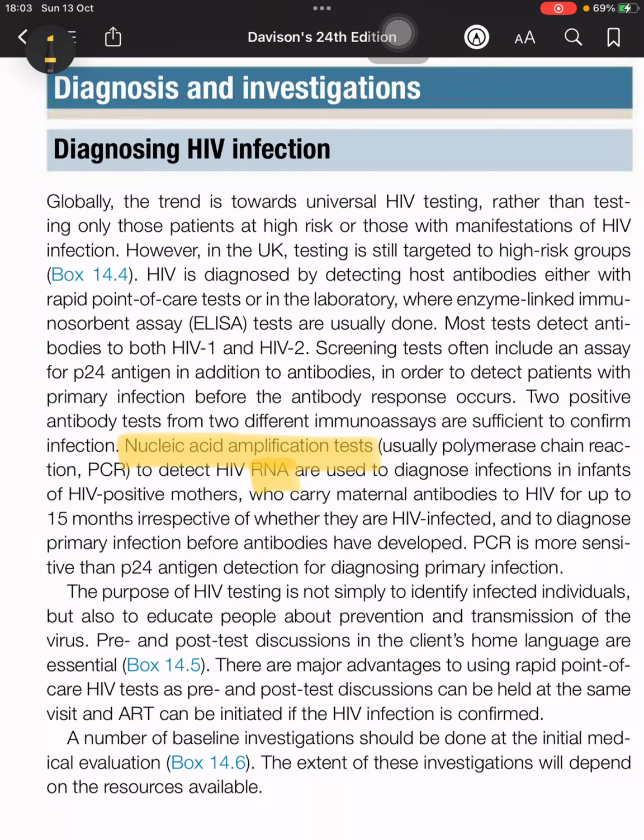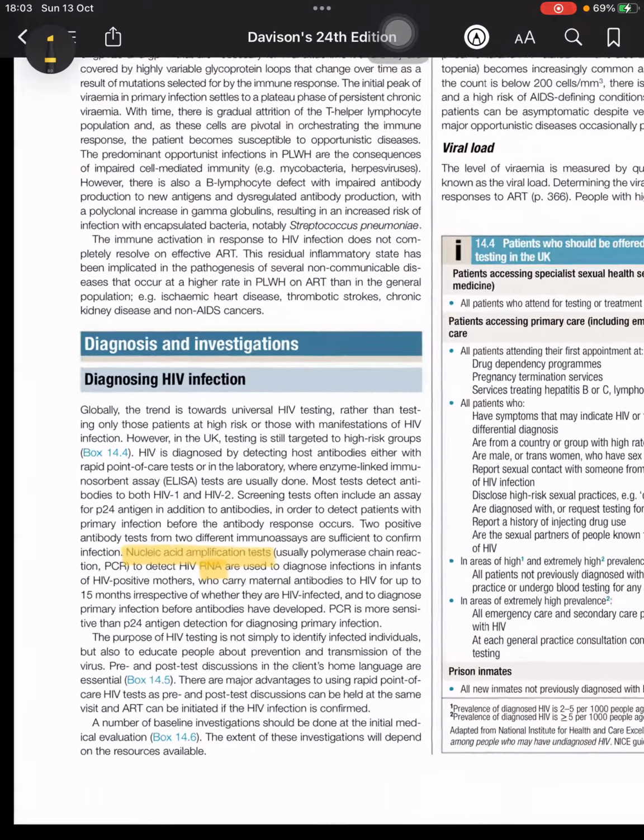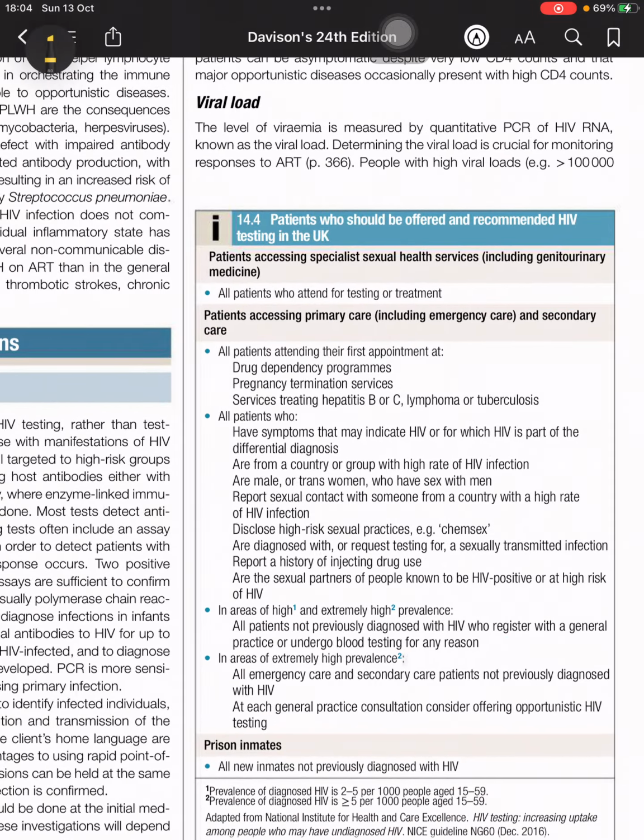The purpose of HIV testing is not simply to identify infected individuals, but also to educate people about prevention and transmission of the virus. Pre and post test discussions in the client's home language are essential. There are major advantages to using rapid point of care HIV tests, as pre and post test discussion can be held at the same visit and ART can be initiated if the HIV is confirmed. A number of baseline investigations should be done at the initial medical evaluation. The extent of these investigations will depend on the resources available.